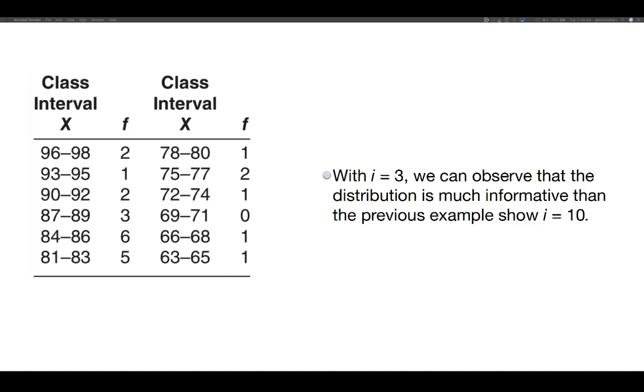So the distribution with an interval width of 2 is too similar to the simple frequency distribution to be of much value, but for the distribution you are seeing in the example table, the interval width is just equal to 3, and it is informative as you are seeing it. And of course, you can compare it with our previous example table, which has an interval width of 10.